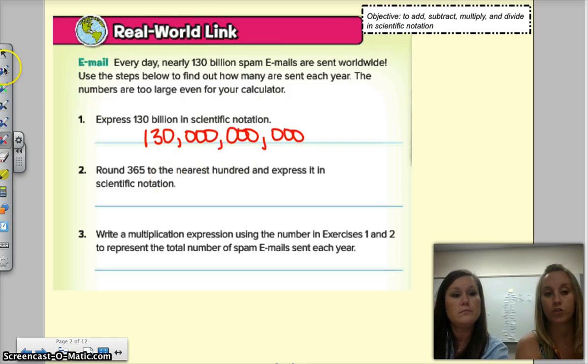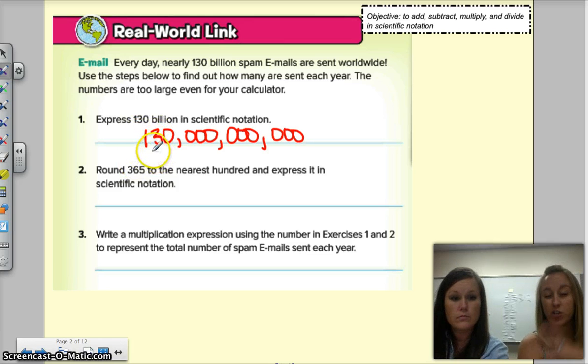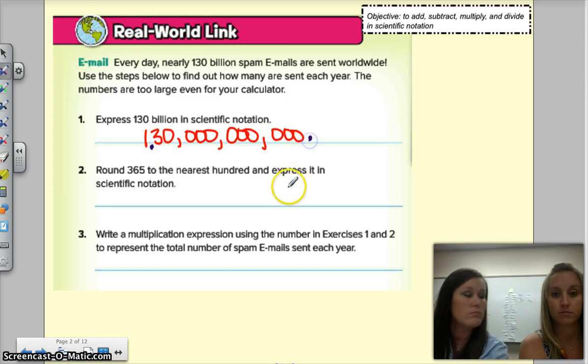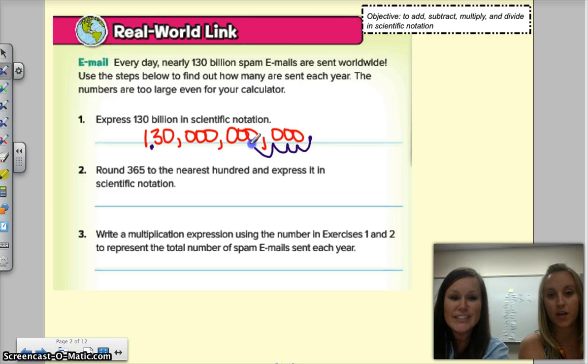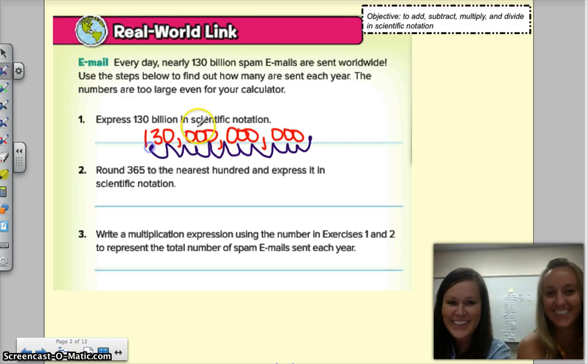Okay, so where is your decimal currently? Right now, it's at the end. And I know I need it to be right here in between the 1 and the 3, because in scientific notation your first number has to be between 1 and 10. So I need to move my decimal point from here to there. How many places does it move? 1, 2, 3, 4, 5, 6, 7, 8, 9, 10. One more, 11. Yep, we're 11 places.